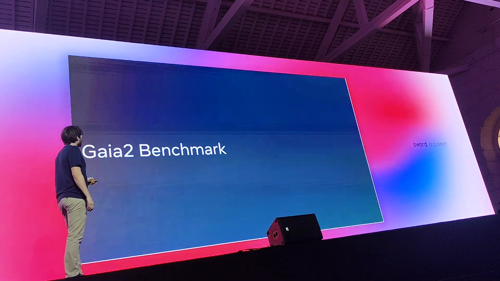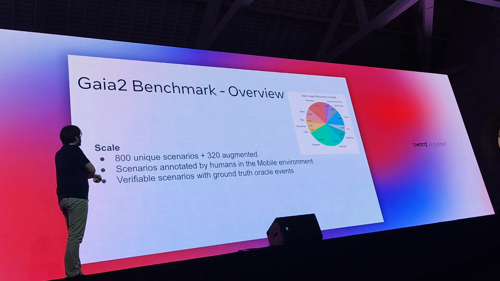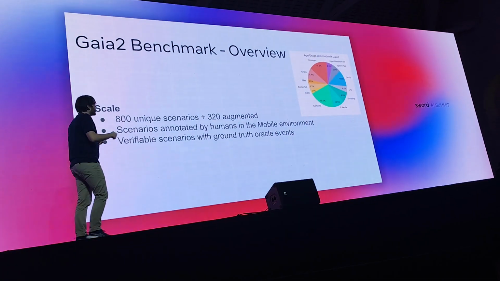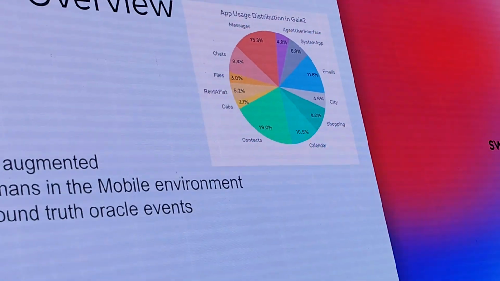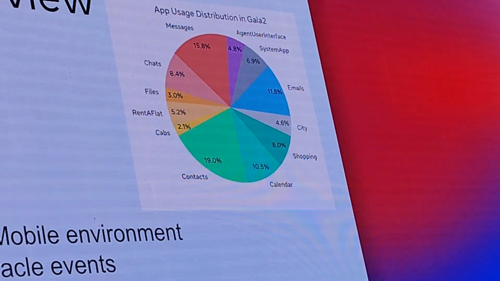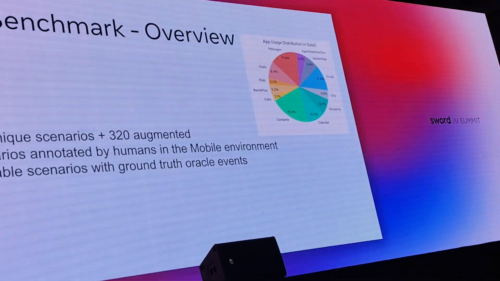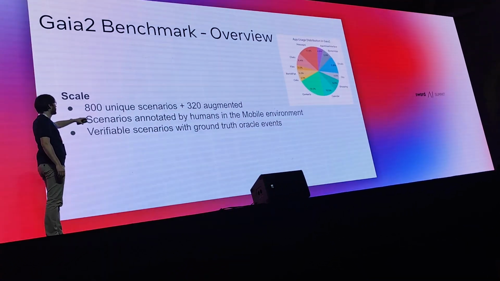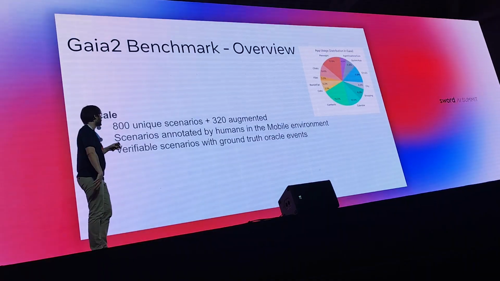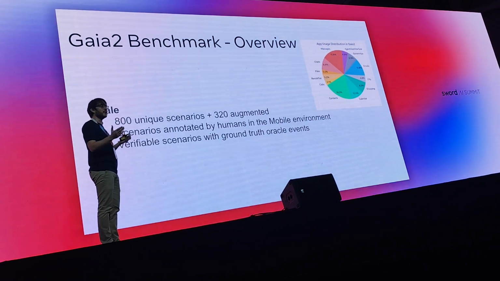Okay. And so the benchmark itself has about 800 unique scenarios made by human annotators, and it runs through several rounds of verification and evaluation. They all live in this mobile environment I just presented. All of them are verifiable, so we have a way to say, once we launch the agent on it, whether it succeeds or not.